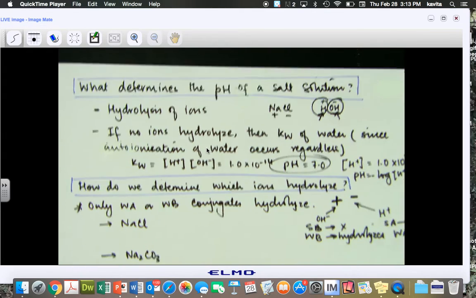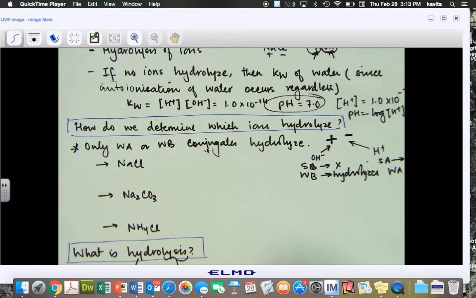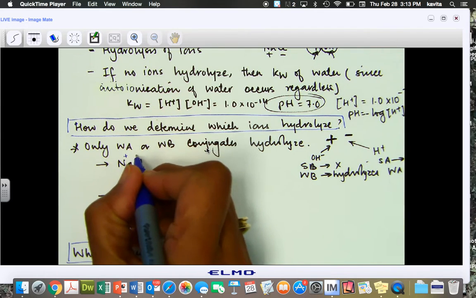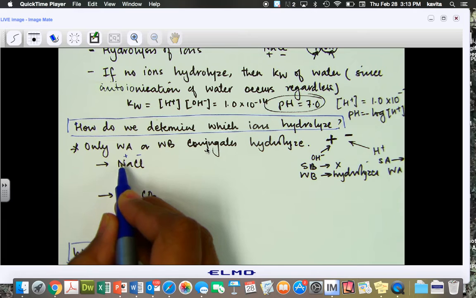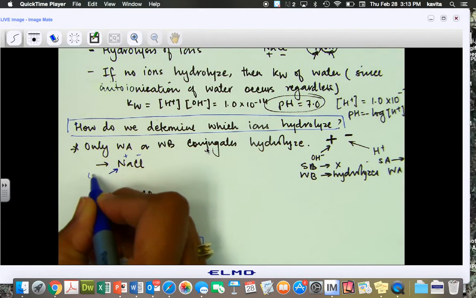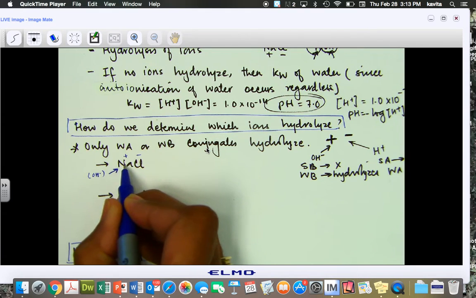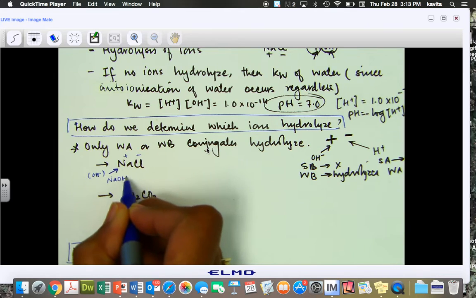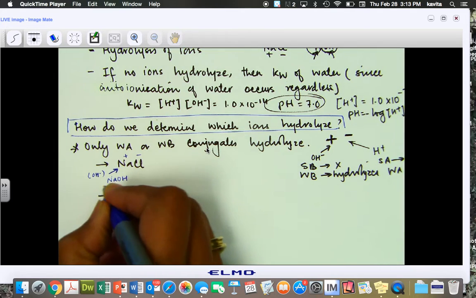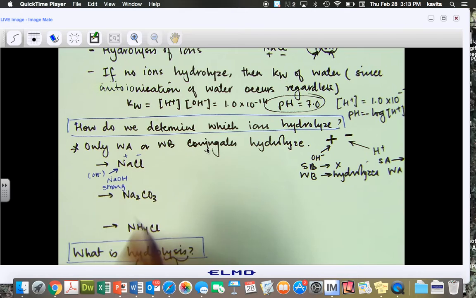So let's look at NaCl. This is the cation, this is the anion. This cation, which base do you think it comes from? An easy way to think about it: add OH- to it. So when Na+ is added to OH-, what base do you make? NaOH. Is it strong or weak? It is strong. So this will not hydrolyze.